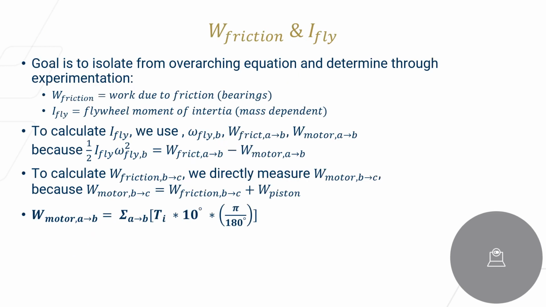To isolate work due to friction and flywheel moment of inertia, the piston head is removed and the engine is accelerated from rest till a steady state velocity is reached. The necessary components for the calculation of work and inertia are in the following slide. The focus of this slide is how the motor work from arbitrary points A to B is calculated. Because torque fluctuates due to the high sampling rate, the average torque values obtained using the calibration function earlier is numerically integrated to obtain the work of the motor.